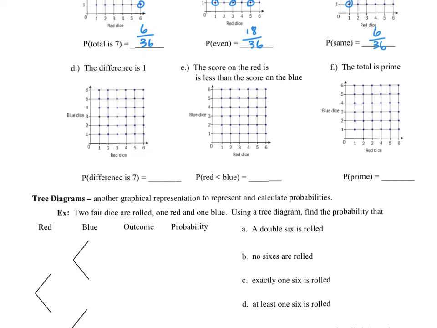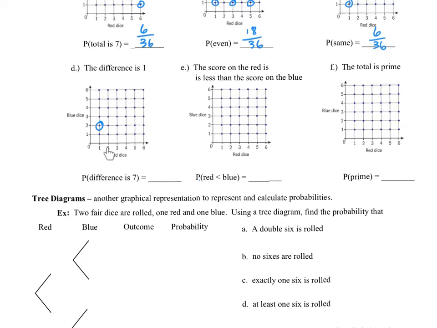Okay, so I have to think a little bit more here. The difference is 1. When I have a red 1 and a blue 1, that difference is 0. Here we have a difference of 1 because blue 2 minus red 1 is 1. So I'm going to circle that one. When I roll a red 1, that's the only way I can get a difference of 1.